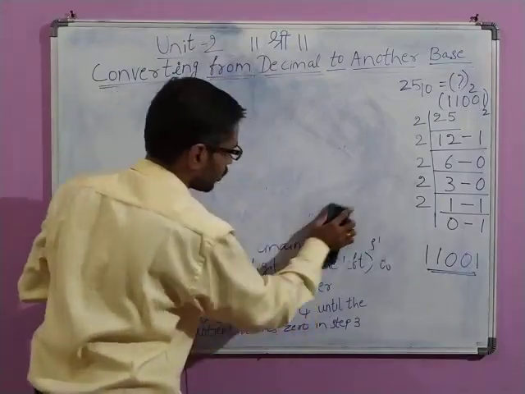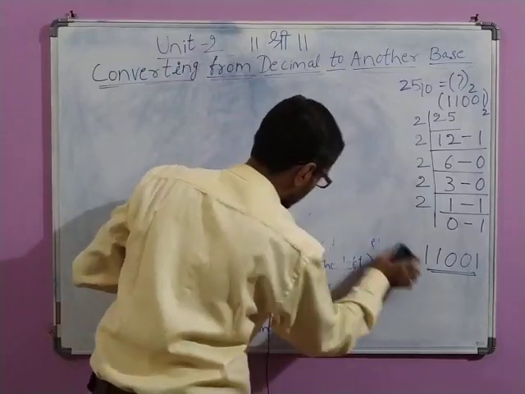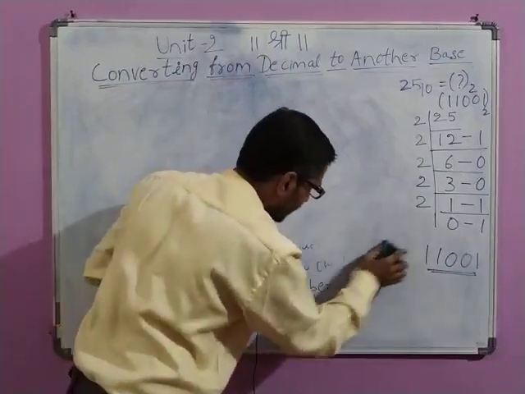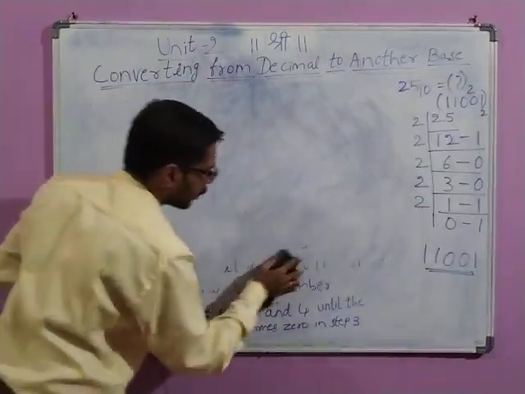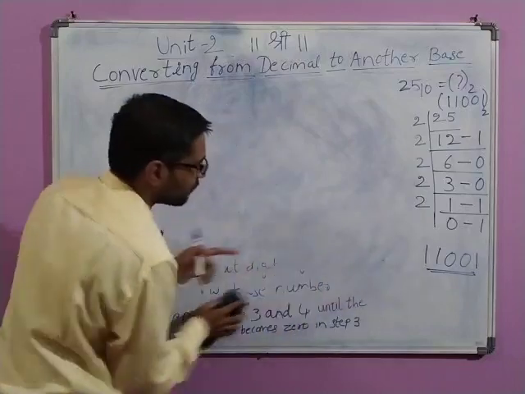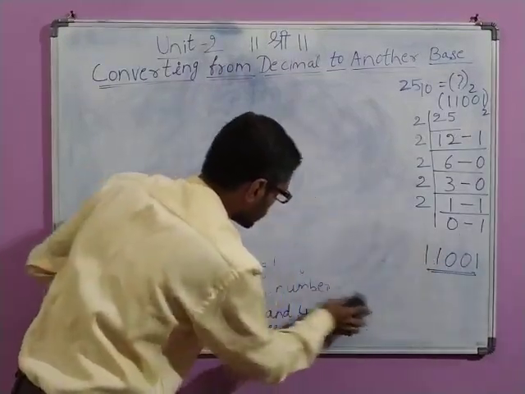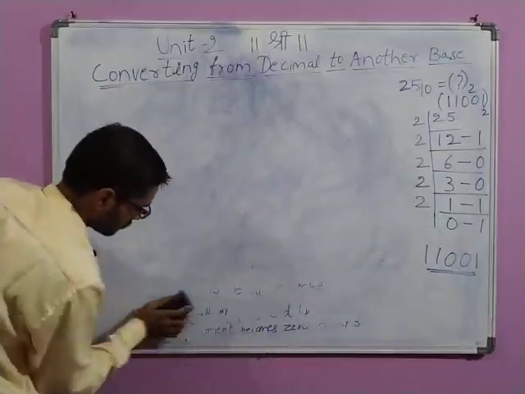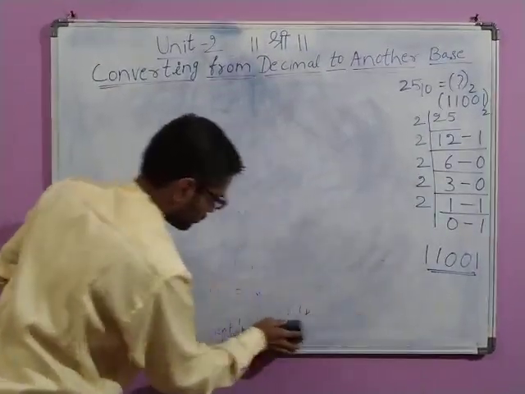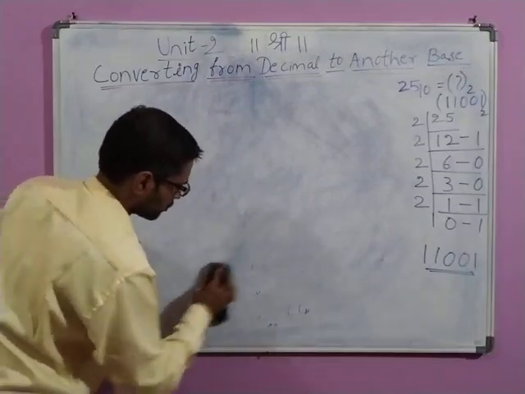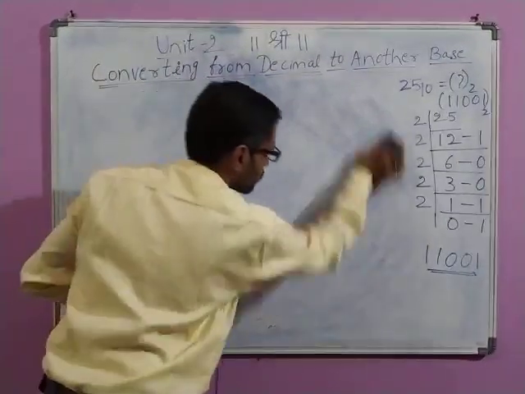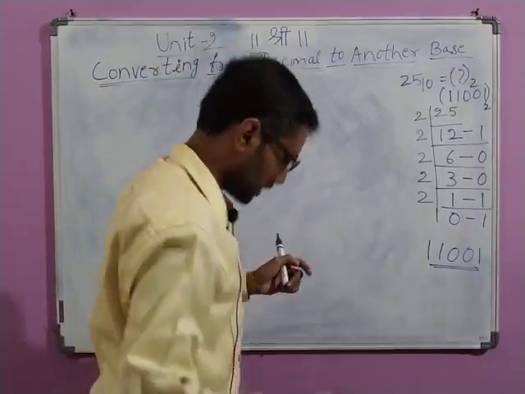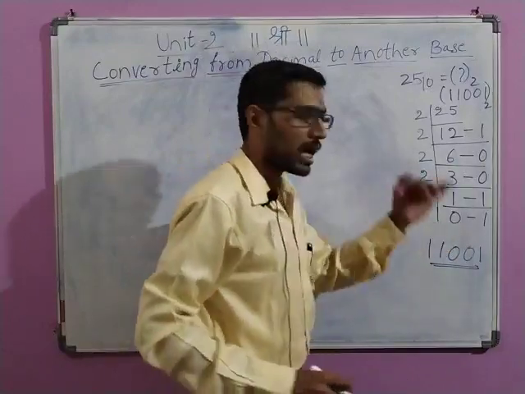This technique is also called the division remainder technique or remainder division technique. That means we are continuously dividing the number by the new base, and we are recording the quotient and the remainder, and we should stop once the quotient becomes 0. I will do the same thing, but instead of taking the last step, I can avoid it.